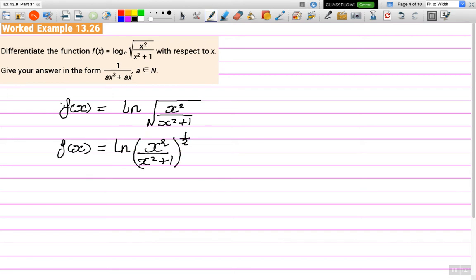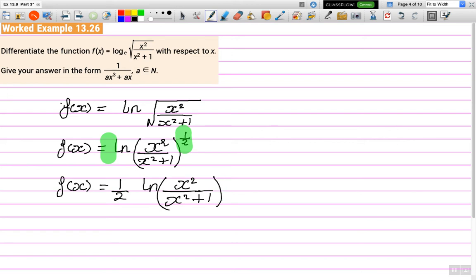Now what we're going to do is use the power law for logs, and bring this half down to the front of the log. So we're using the laws of logs to simplify it, and we still haven't differentiated. So we're bringing down 1/2 on the natural logarithm of x squared over x squared plus 1.